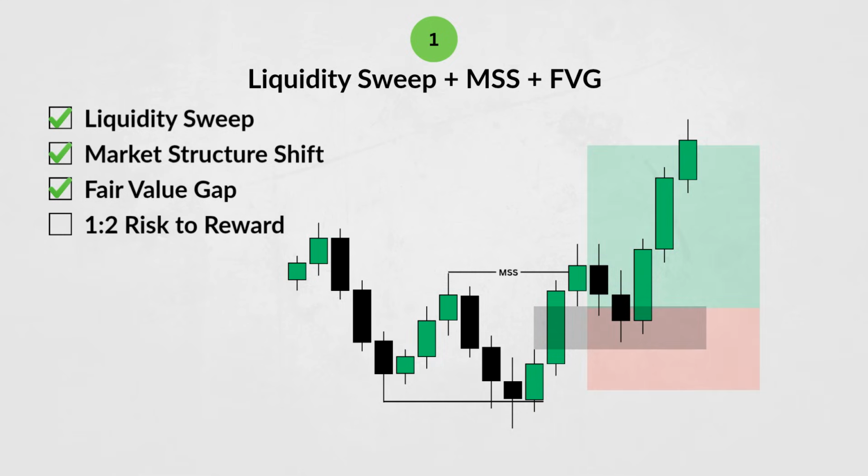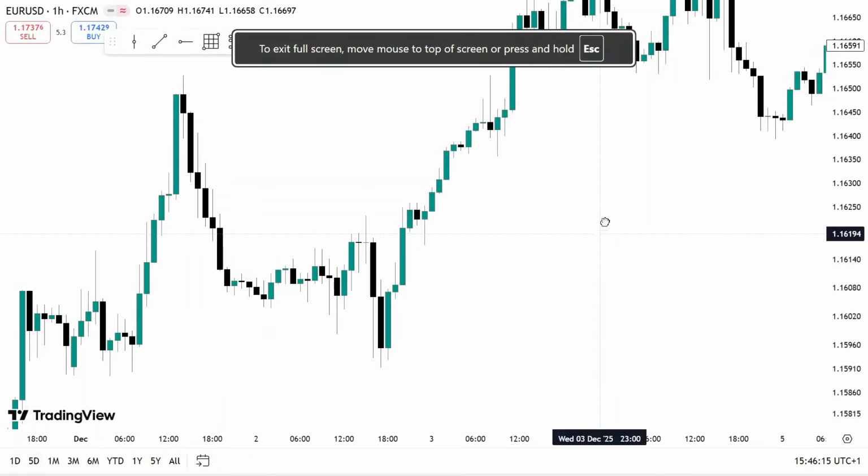You set your entry there and target a 1 to 2 risk to reward ratio. Most of the time, your stop loss should be placed below the fair value gap low or below the candle that created the fair value gap. Now let's head to the chart. I'll jump into TradingView and show you both a bullish and a bearish example of this entry model.